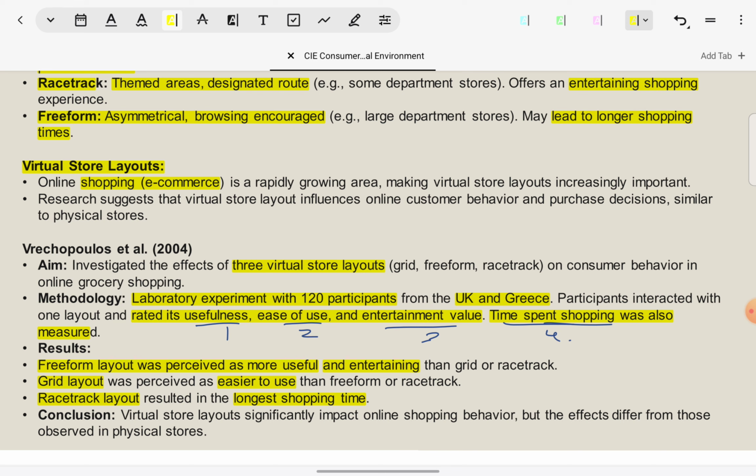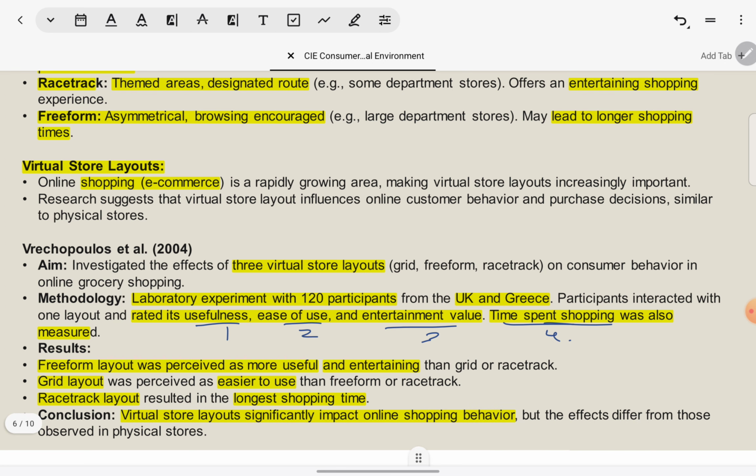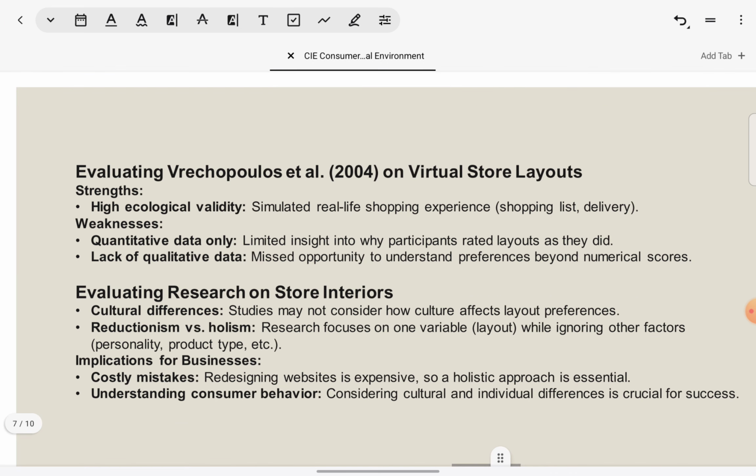So what we can conclude from this study is the virtual shopping experience when it comes to layouts is very different from the physical shopping experience. And that is why virtual shop designers need to really think about what consumers would prefer virtually and design accordingly, and not rely on just the done type of physical layouts for their virtual stores.